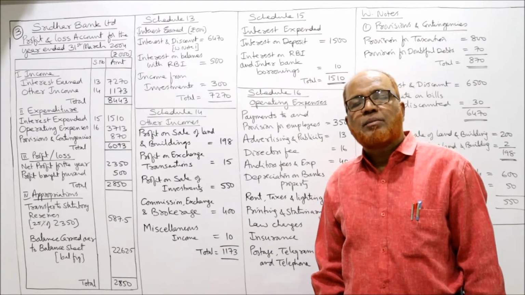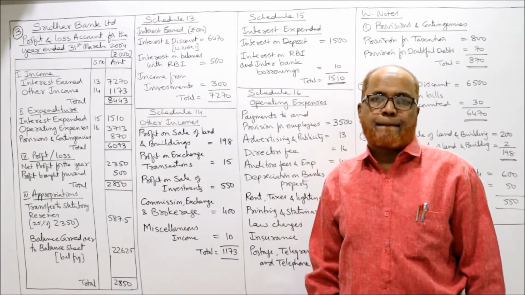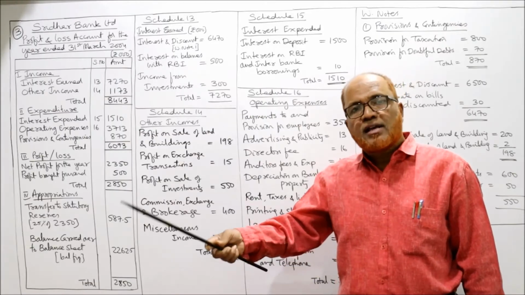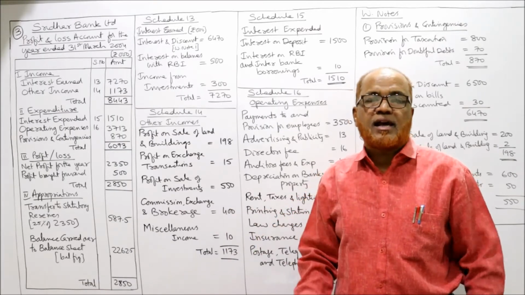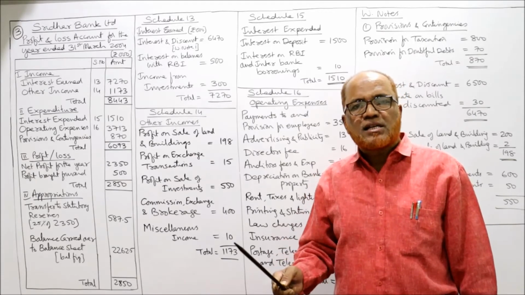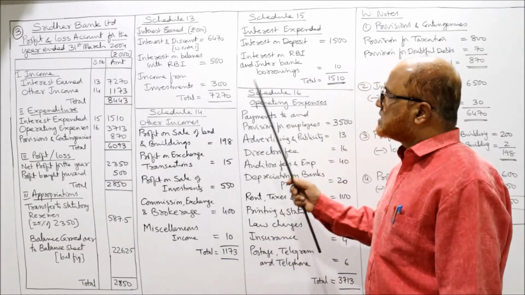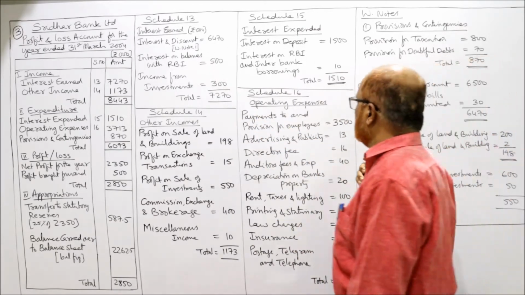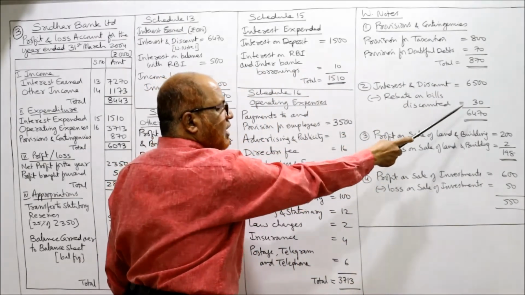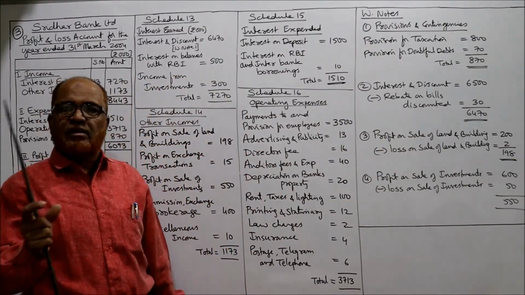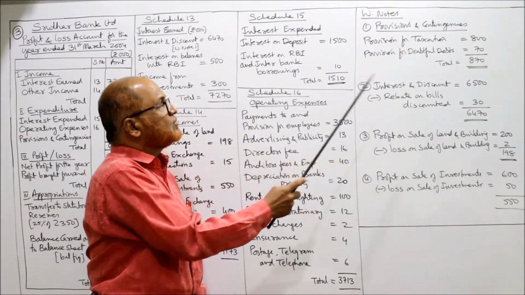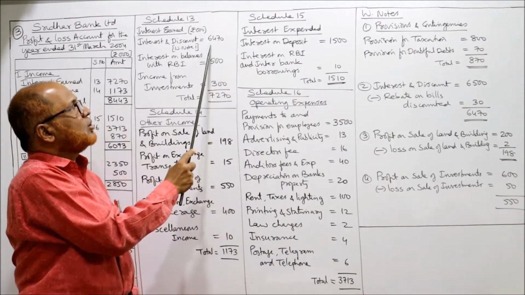This rebate on bills discounted means a discount received but not earned, or discount received in advance. The discount that belongs to the coming year has been received in advance this year, so you have to remove it. This is not the current year's income. So from interest and discount, subtract the rebate on bills discounted. In the working note, interest and discount 6,500 minus rebate on bills discounted 30,000, removing three zeros, it will be 30. So subtract 30; I have taken 6,470 here.